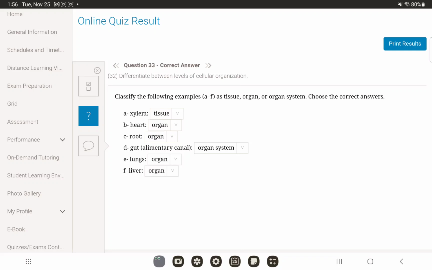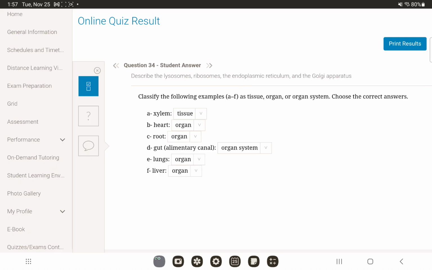Okay. Classify the following examples as tissue, organ, or organ system. So these ones you have to memorize them. A xylem is a tissue, a heart is an organ, a root is an organ, a gut, alimentary canal, is an organ system because it's the whole gut, and that's not an organism, so it's a group of organs. It's not an organ, it's a group of organs. Lungs are organs, and livers are organs as well.